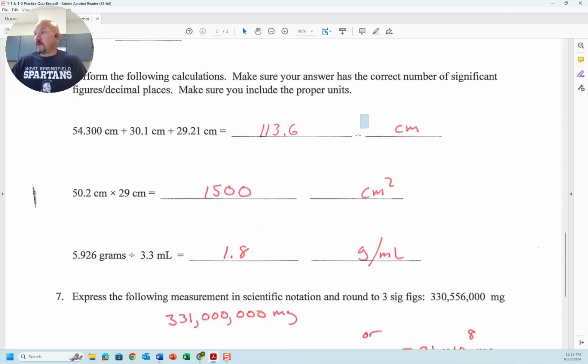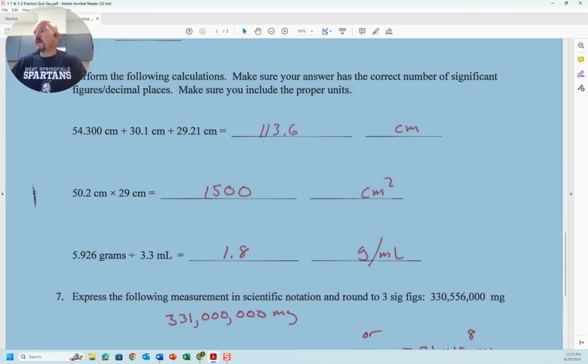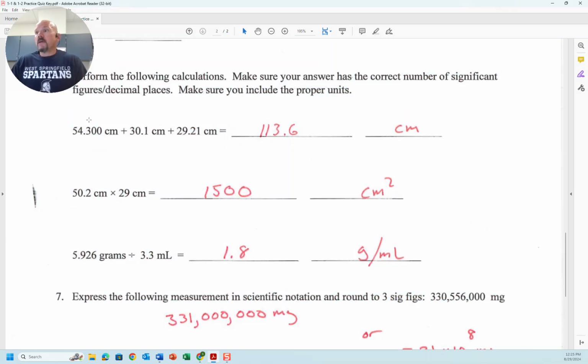Okay. So here, doing the math. So first off, units, right? Centimeters plus centimeters plus centimeters is centimeters. Okay. Centimeters times centimeters is centimeters squared. Grams divided by milliliters is grams per milliliter. Okay. But now let's talk about the math. You add them up, and the reason why I'm rounding to 1 decimal place is because this only had 1 decimal place. Okay. So when you add or subtract, it's about how you're limited by decimal place.